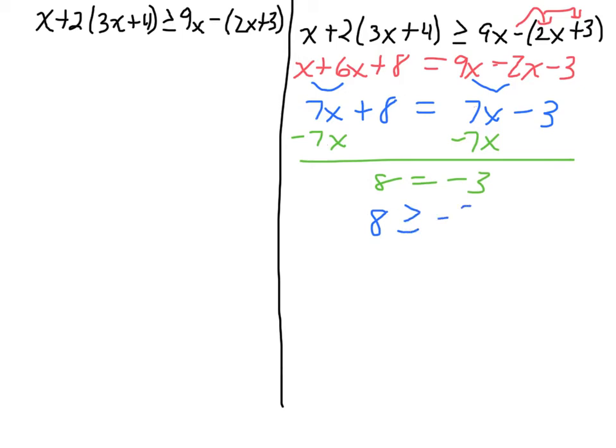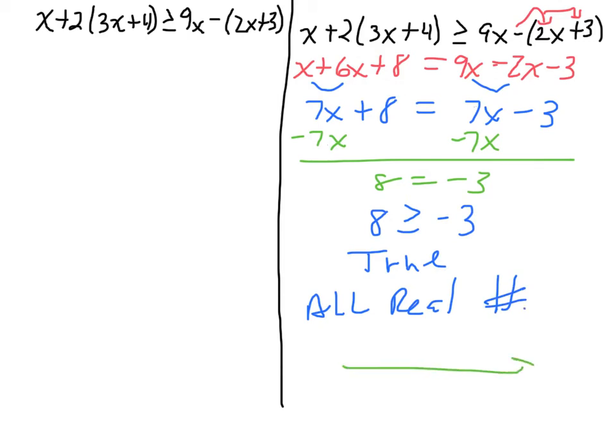And then negative 3.8 is greater than negative 3. That is true, which means that my answer is all real numbers. What that means is if I were to graph this, so here's my 0, my arrow would go in both directions. It's all real numbers.